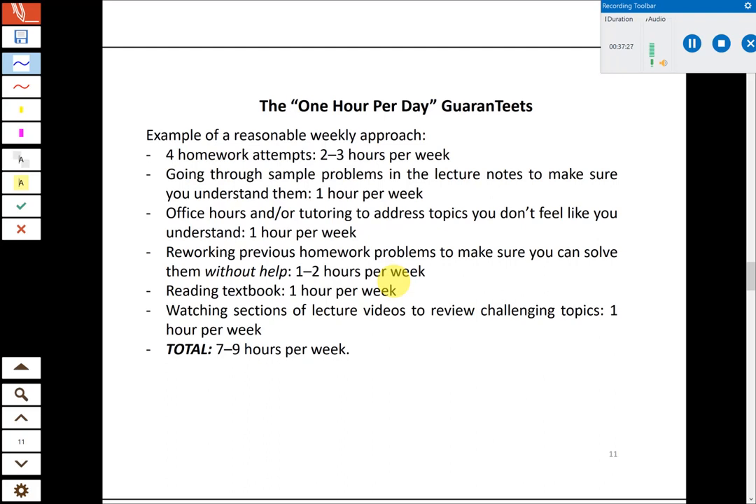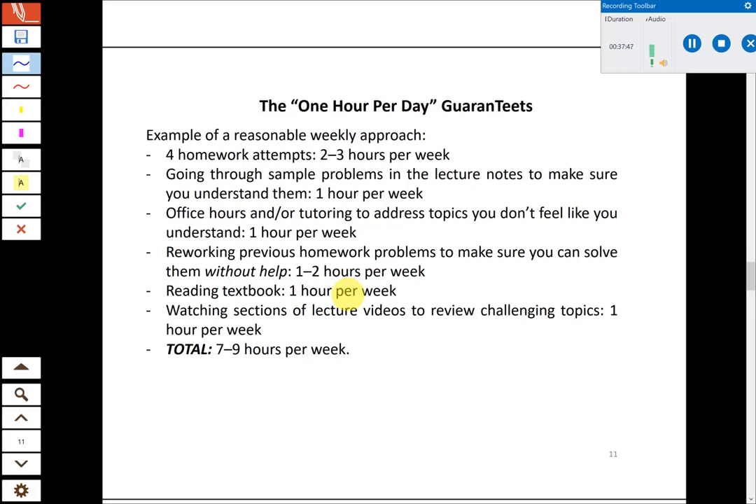And then, like I said, we have the video resources, which I don't want you to rely on too much necessarily, but it's certainly helpful to go back through some of the challenging topics. So all these things that I mentioned, which I've already talked about before this, if you add all those up for the time that I expect you to spend on it, there's your 79 hours per week.